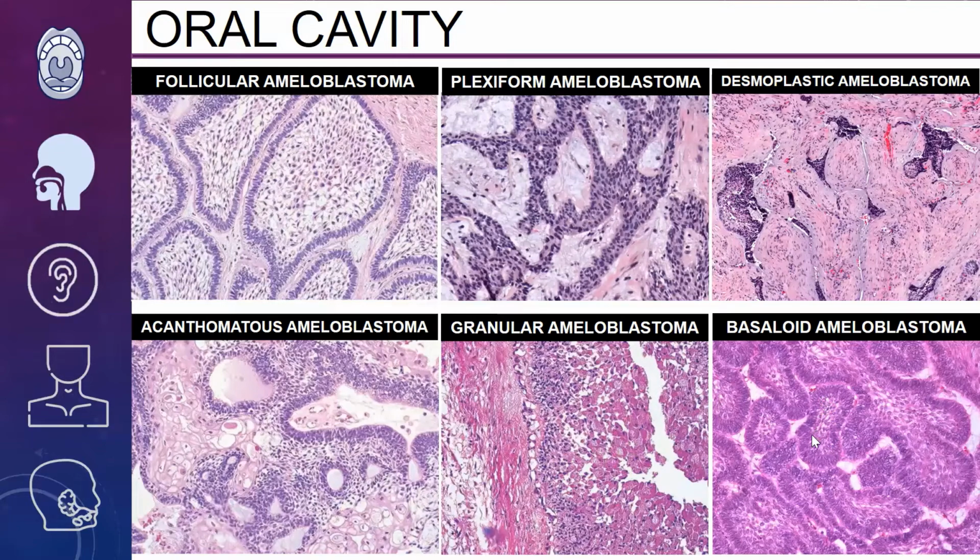The basaloid type consists of islands of uniform basaloid cells. There is no central stellate reticulum in the islands. This tumor shows hypercellularity, nuclear crowding, and nuclear hyperchromasia. Ameloblastomas are classified as benign to borderline neoplasms, but behave in a locally aggressive manner with a tendency to recur.